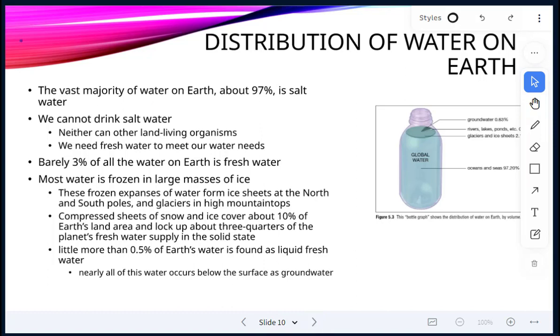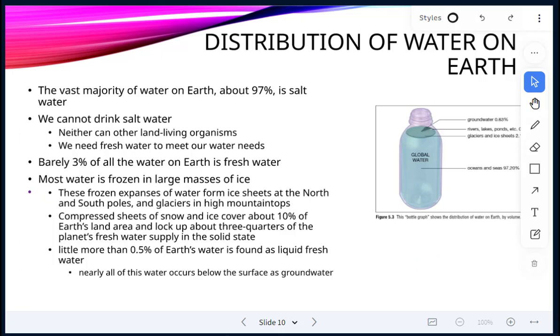All right, so this distribution of water on Earth, like we talked about in the beginning, the vast majority of water on Earth is 97% salt water. We cannot drink salt water. Neither can other land-living organisms. We need that fresh water to meet our water needs. And it's barely 3% of the water on Earth that is fresh water. And most of that water is frozen as ice, large masses of ice.